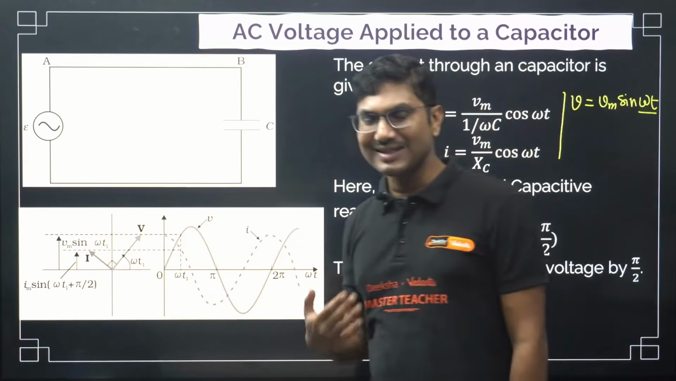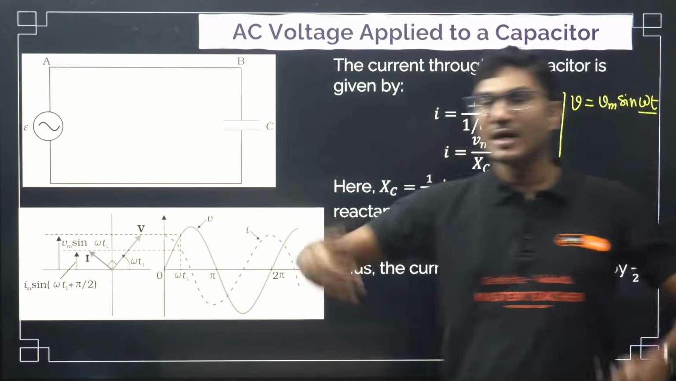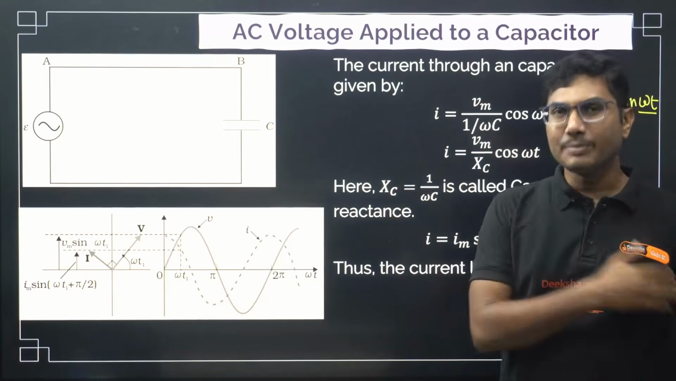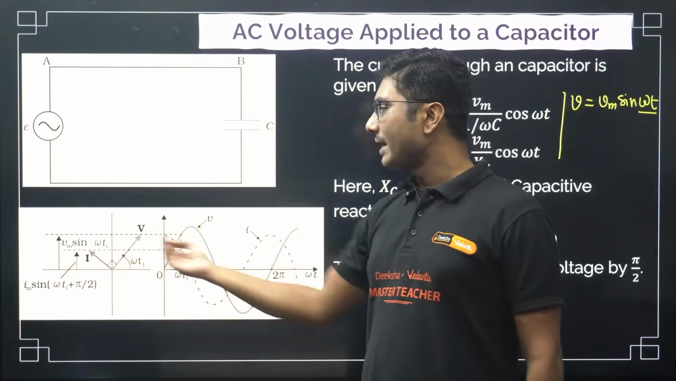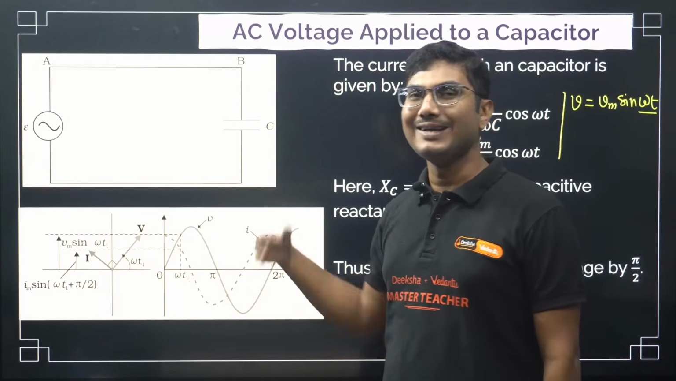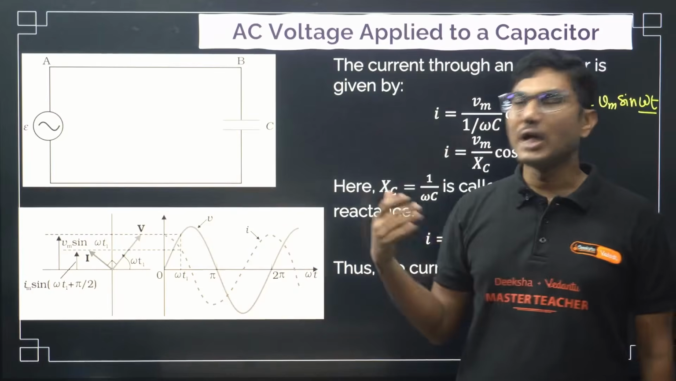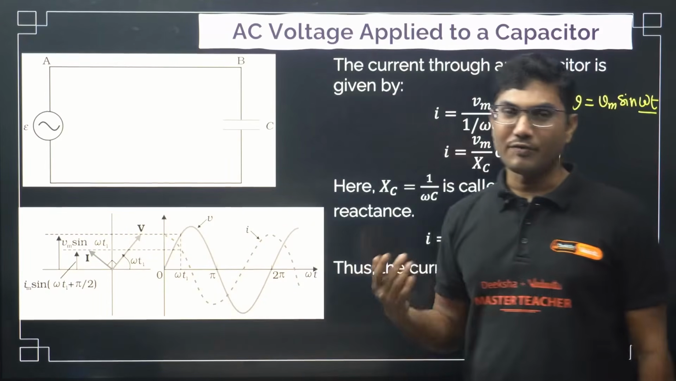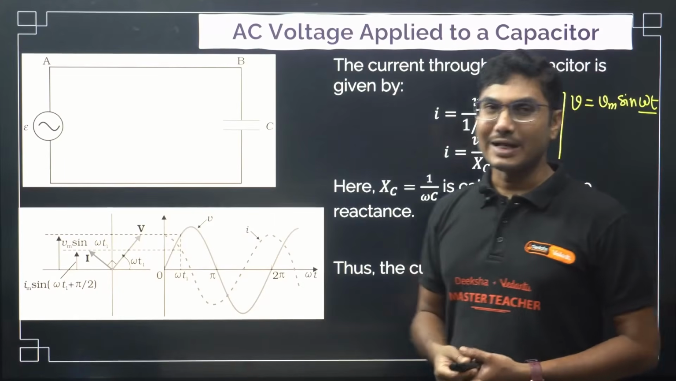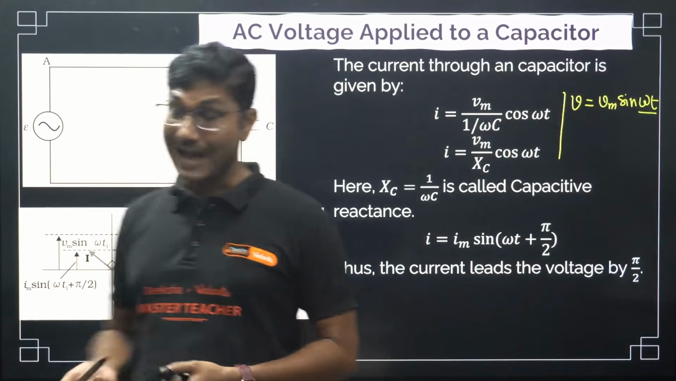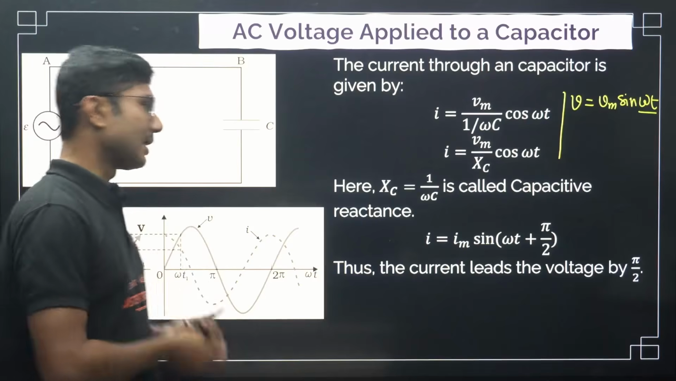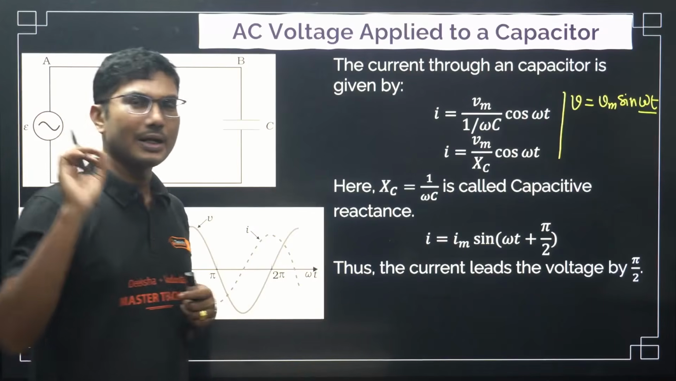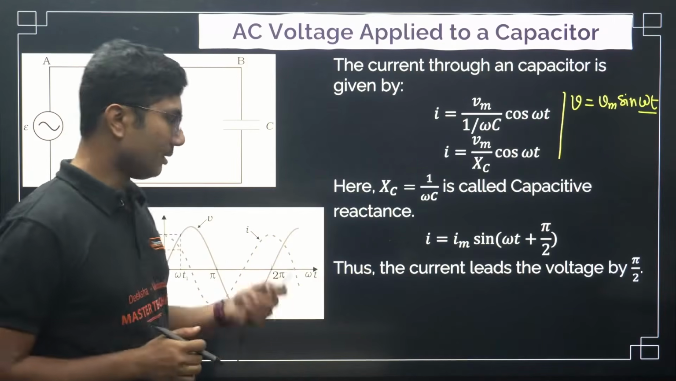Current will always lead the voltage. Leading means ahead, lagging means behind. So lagging means it is falling behind, leading means it is always moving ahead. Current is always ahead of voltage in a capacitive circuit, whereas it is lagging in an inductive circuit. These are very simple but tricky points to remember.